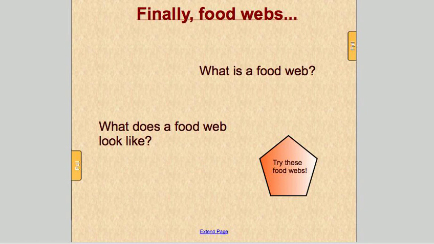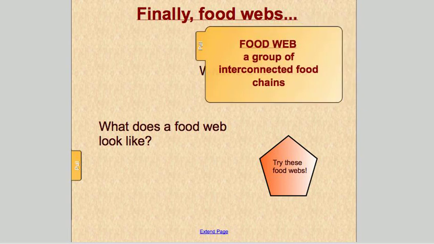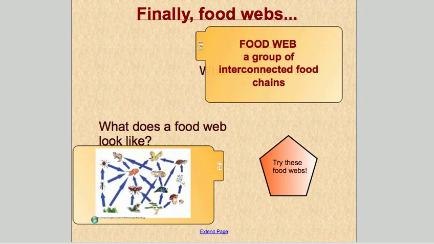Finally, let's explore food webs. What is a food web? A food web is a group of interconnected food chains. What does a food web look like? Here's an example of a food web. You see many different food chains, how they are all interconnected.